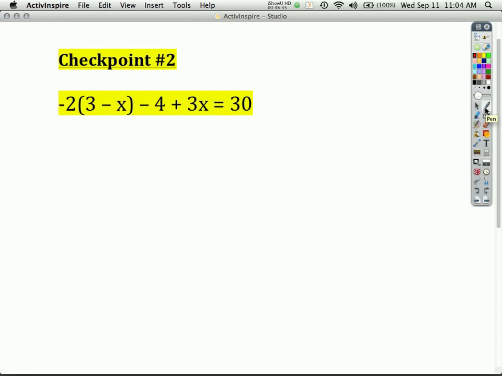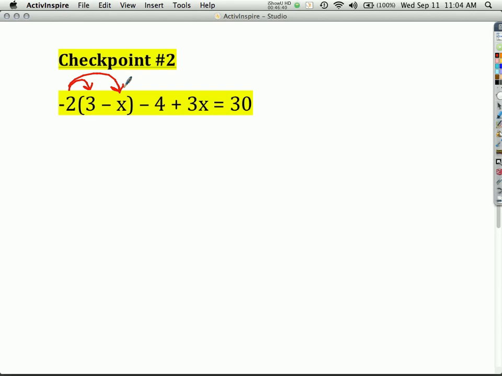Very good, you said that beautifully. So here it is. What was the result when you did the distributive property? I got -6 minus 2x. That's the problem right there. Could someone tell her what the mistake was?